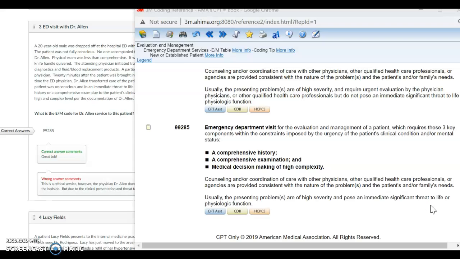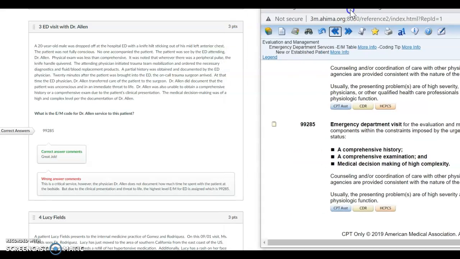But here's another little thing that you should have learned: sometimes the patient's clinical condition poses an immediate threat to life, which this does, making it possible for the physician to use a higher level code, even if it may not be possible to perform the required history and physical examination. And that is exactly what we did in this scenario. So that is why we have a 99285.